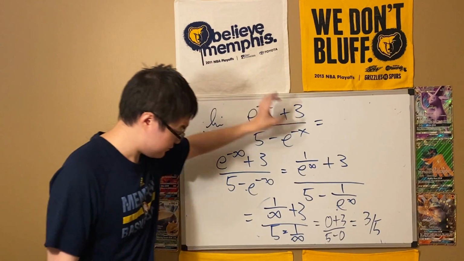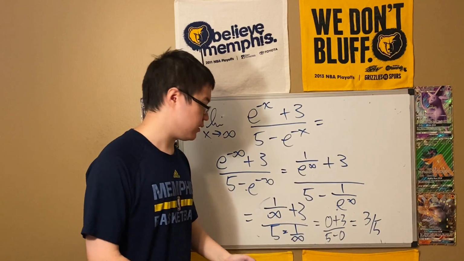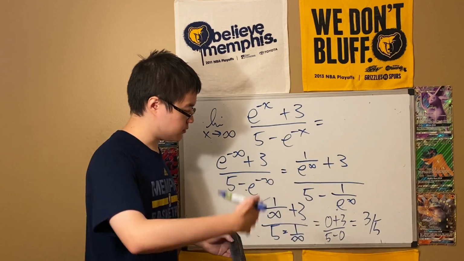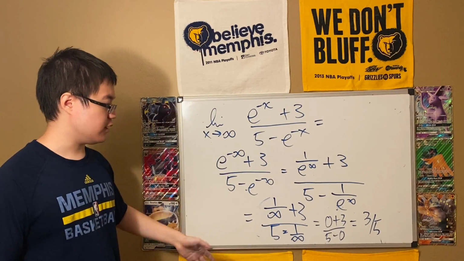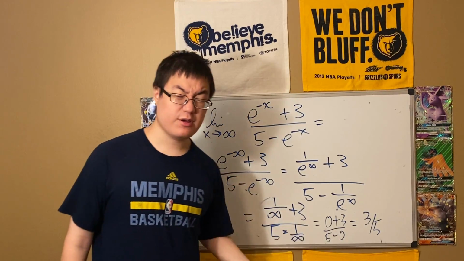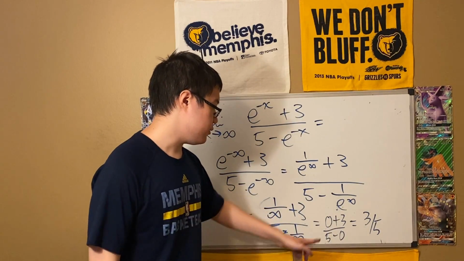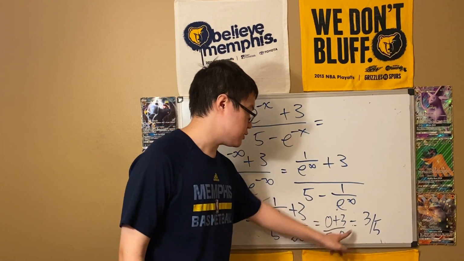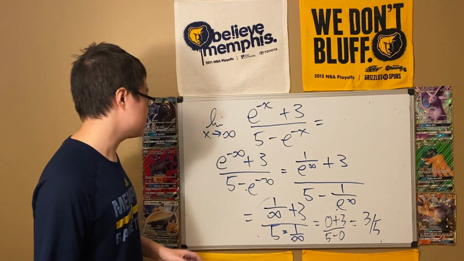I like to write that as a fraction instead. Anything to the infinity, if it's bigger than 1, as you multiply terms and terms and terms, you're going to get infinity. If you have a finite number divided by infinity, even if this were a million divided by infinity, it's still going to be 0. Then notice that our final answer is just 3/5. So let's just do one more example, very similar to this, and let's call it a day.